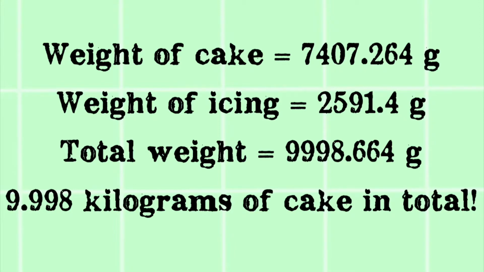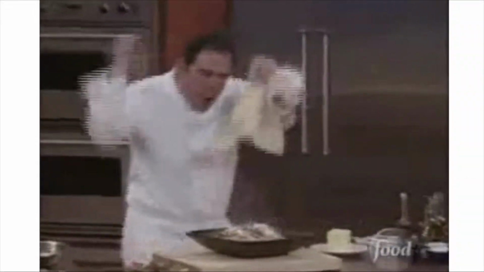So, if we add the weight of the cake, 7,407.26, and the weight of the icing, 2,591.4, the weight of the finished cake is 9,998.66 grams. That's 9.998 kilograms of cake.